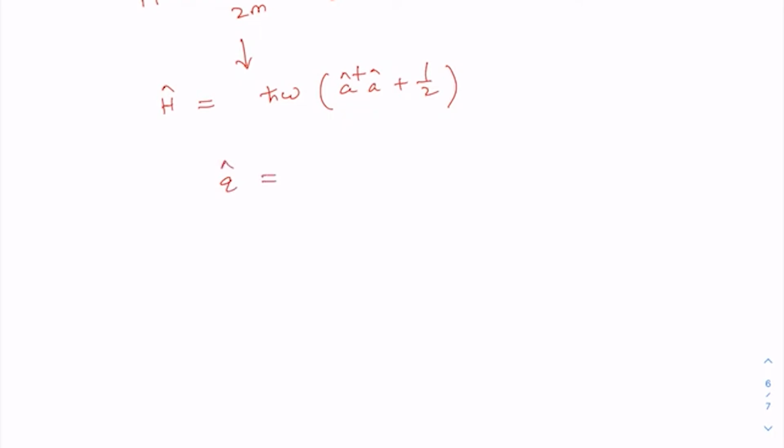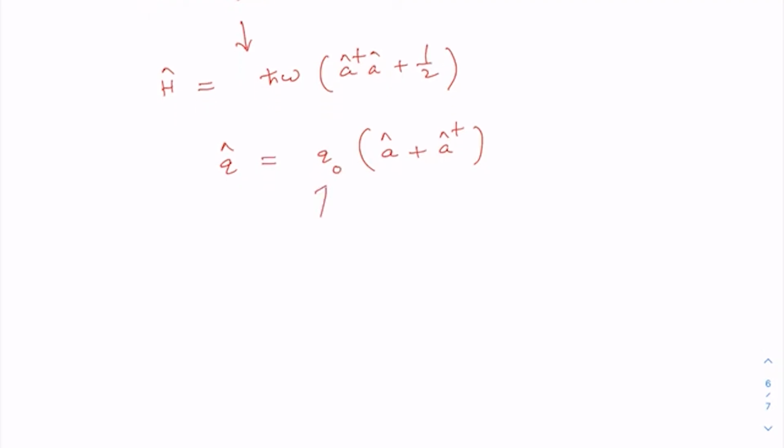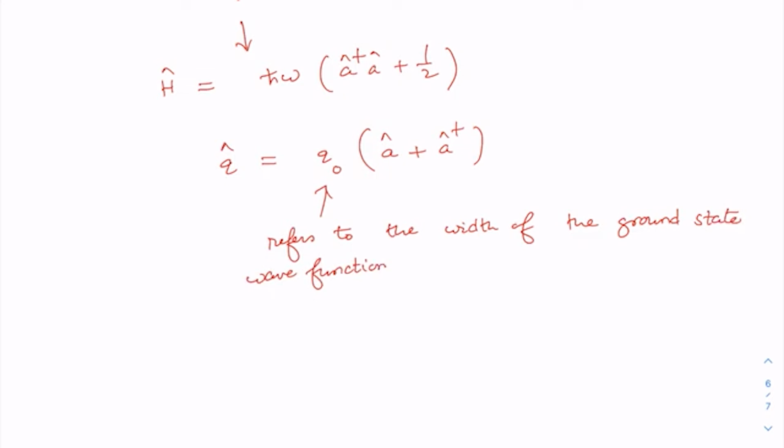Say this position operator is written as a combination of, say, a plus a dagger, and this is dimensionless. It has to be multiplied by a dimensional quantity, say q0, which has the dimension of length. In fact, q0 refers to the spatial width of the ground state wave function of the harmonic oscillator.